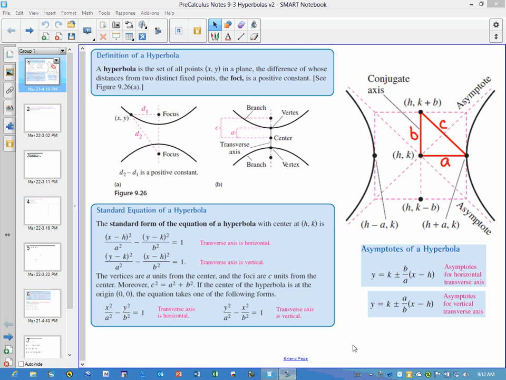Hello, this is Mr. P, and today we're going to continue with our study of the conic sections by looking at the geometric interpretations of the hyperbolas.